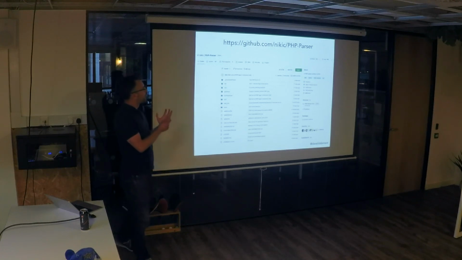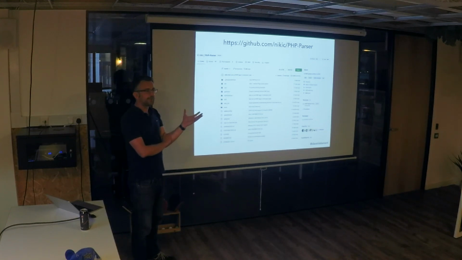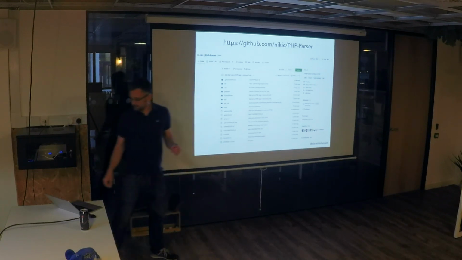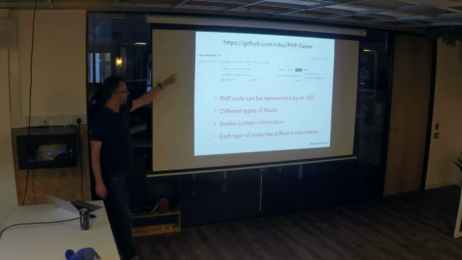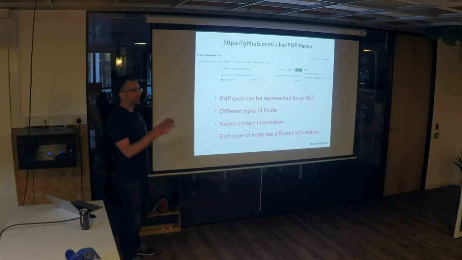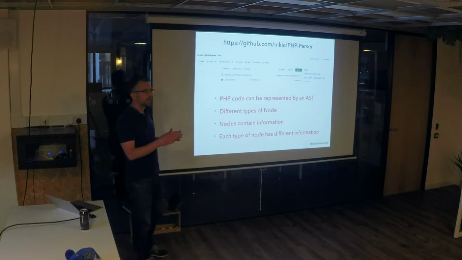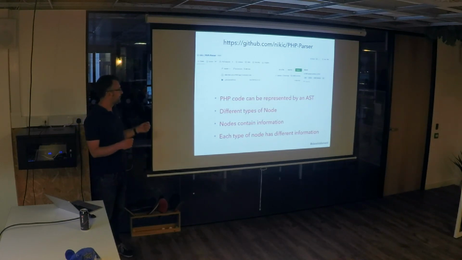And there's this library called the PHP parser library, and this holds PHP representations of every single node that you can have in the abstract syntax tree. We'll look in some of the files in there in a bit. But the key thing from this section really is all PHP code can be represented by the abstract syntax tree. The AST contains lots of different nodes, and the nodes contain information, and each node has different sets of information depending on what type of node it is.